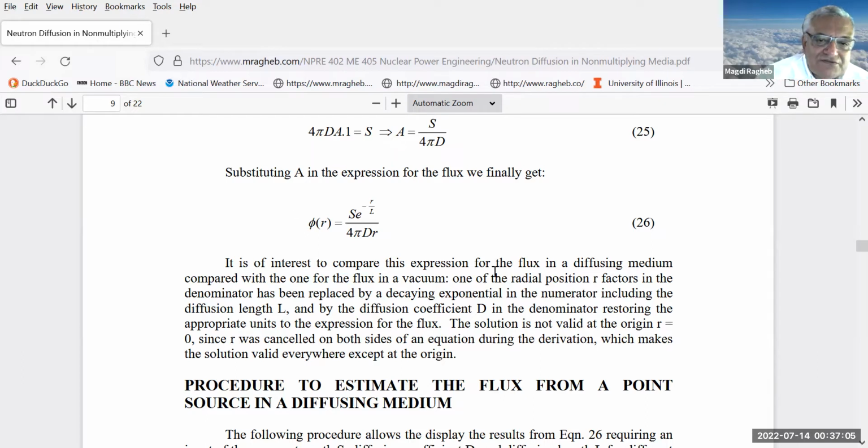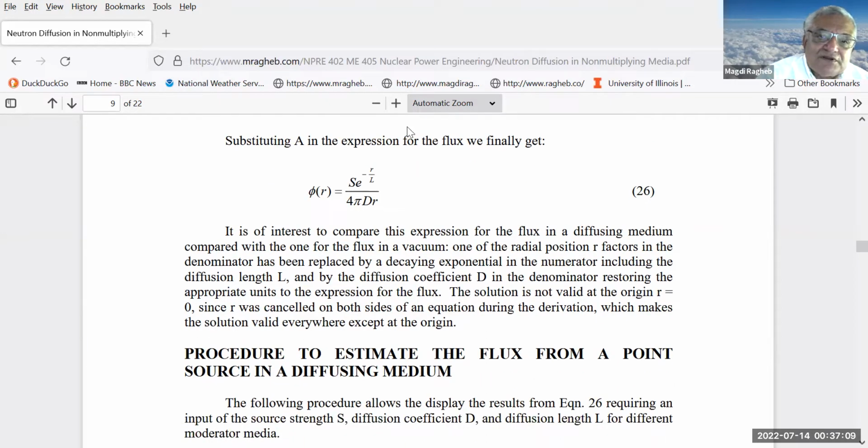So in that case, I'll show you the shape of that curve. Remember that while we were doing the derivation, we always made it clear that the solution that we get here is not applicable or not valid at the origin.